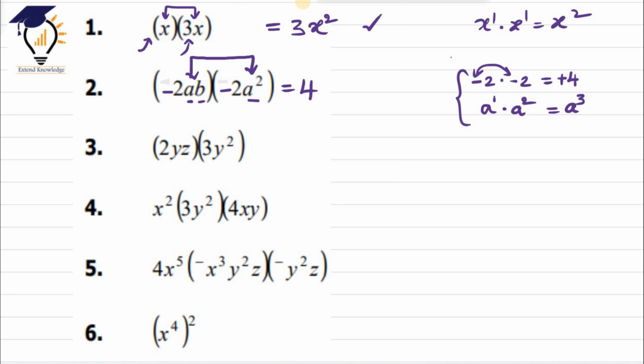So using this we can put it up, a to the power of 3. And there is only one variable b remaining, so nothing to multiply with, so keep it b as it is. So this is the final answer.